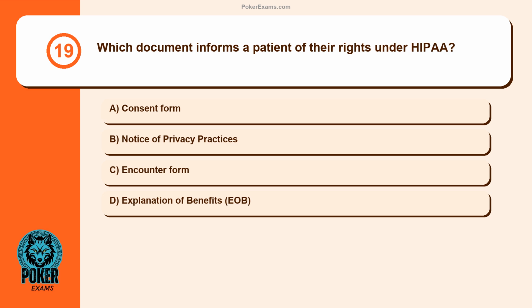Question 19. Which document informs a patient of their rights under HIPAA? Consent form, notice of privacy practices, encounter form, explanation of benefits, EOB.